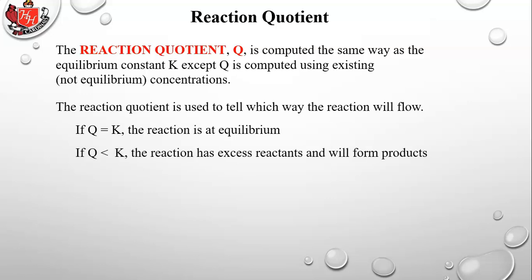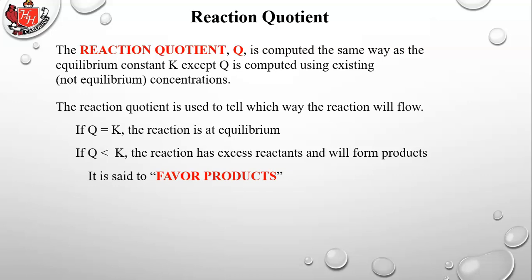If Q is less than K, then the reaction has too many reactants for the products, and so it's going to flow to the right. It's going to flow from reactants on the left to products on the right. And that is said to favor products. That's the terminology used when a reaction moves from left to right, from reactants on the left to products on the right.